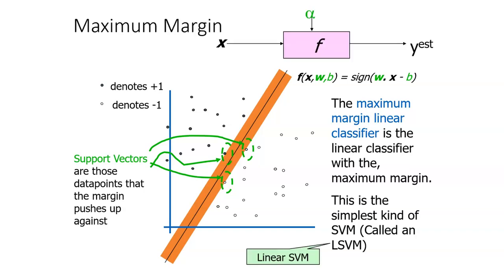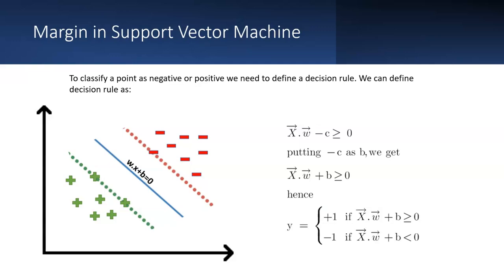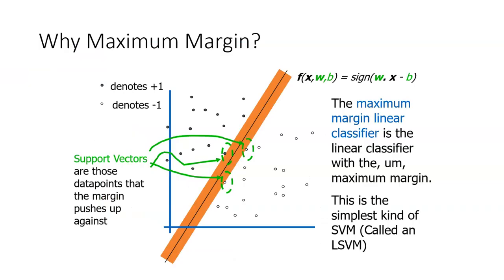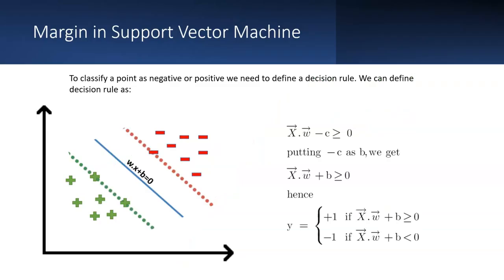Okay, so why do we need a maximum margin? Because it's better to have a clear distinction between two class labels. Margin in support vector machine: to classify a point as negative or positive, we need to define a decision rule. As I told you, we need a function, called the objective function, and with the objective function we have some constraints.